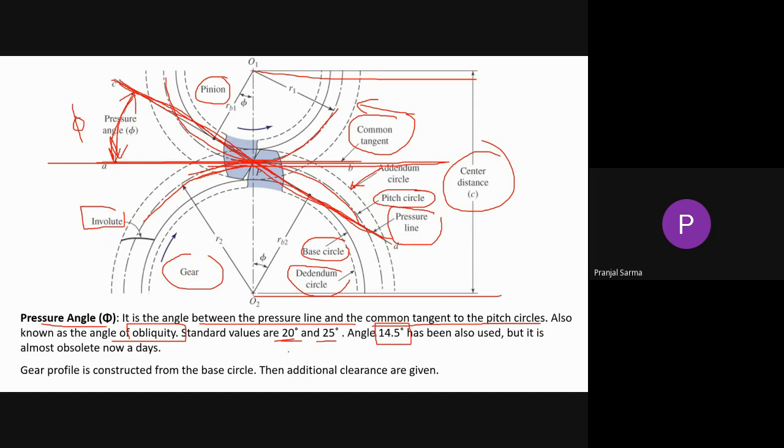So it has certain advantages. That's why nowadays the 14.5 degree pressure angle is not that common. Still, it is there, but the larger angle has certain advantages.